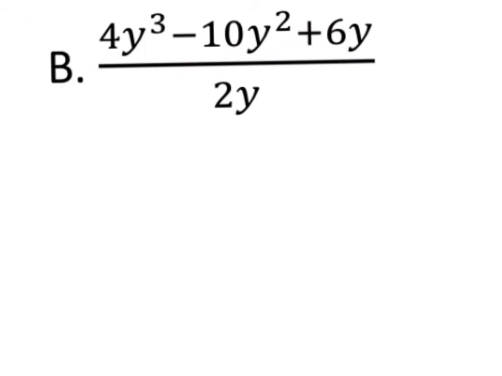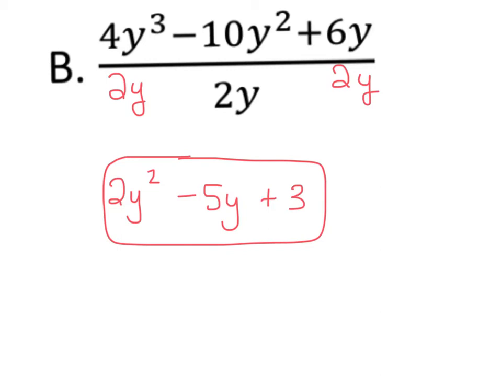Go ahead and try B and see if you get the same thing as me. Your final answer is 4 over 2, which is 2. Y to the third minus y to the first is y to the second. Negative 10 divided by 2 is negative 5. There's 1 y left over, and 6 divided by 2 is positive 3, and those y's cross out.